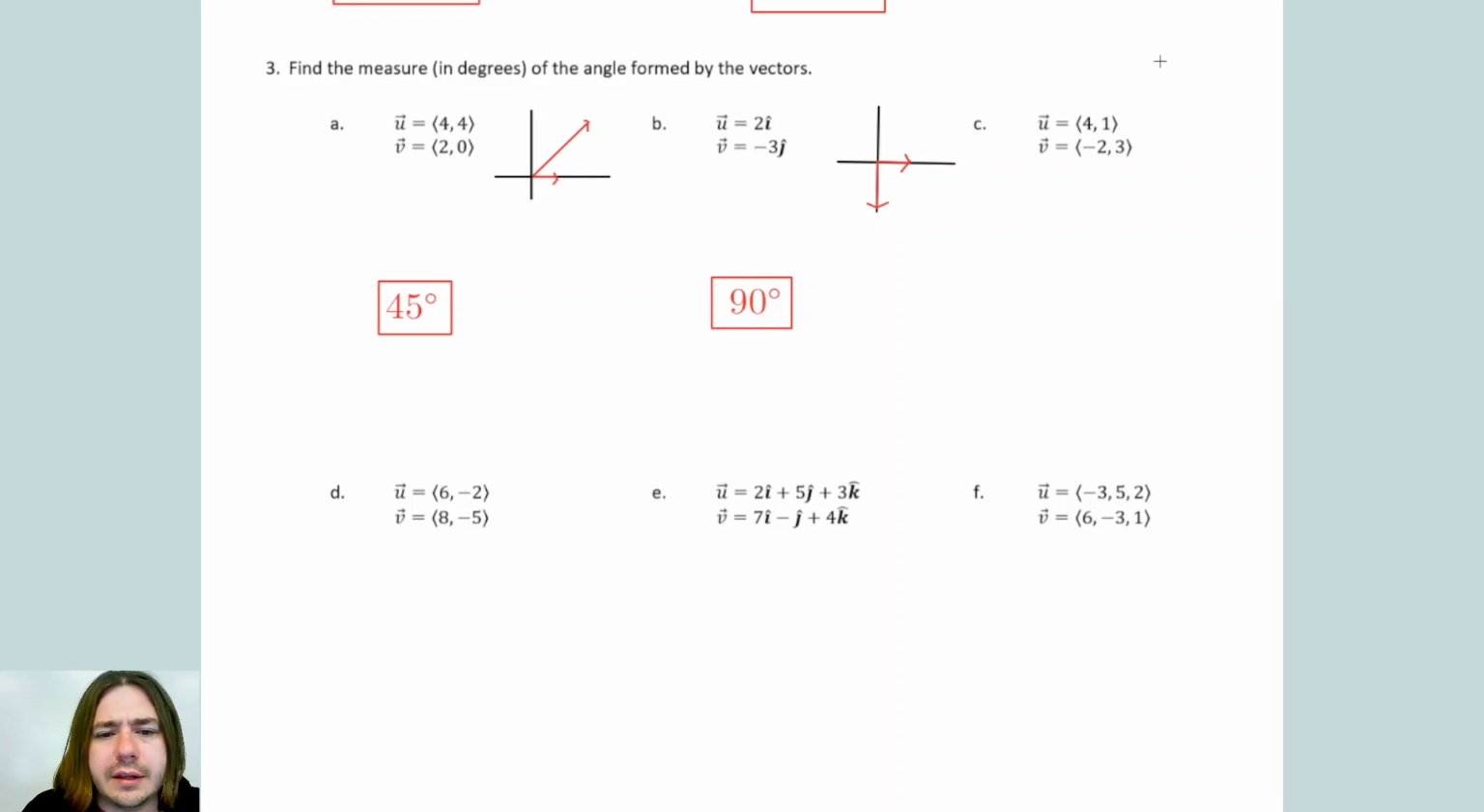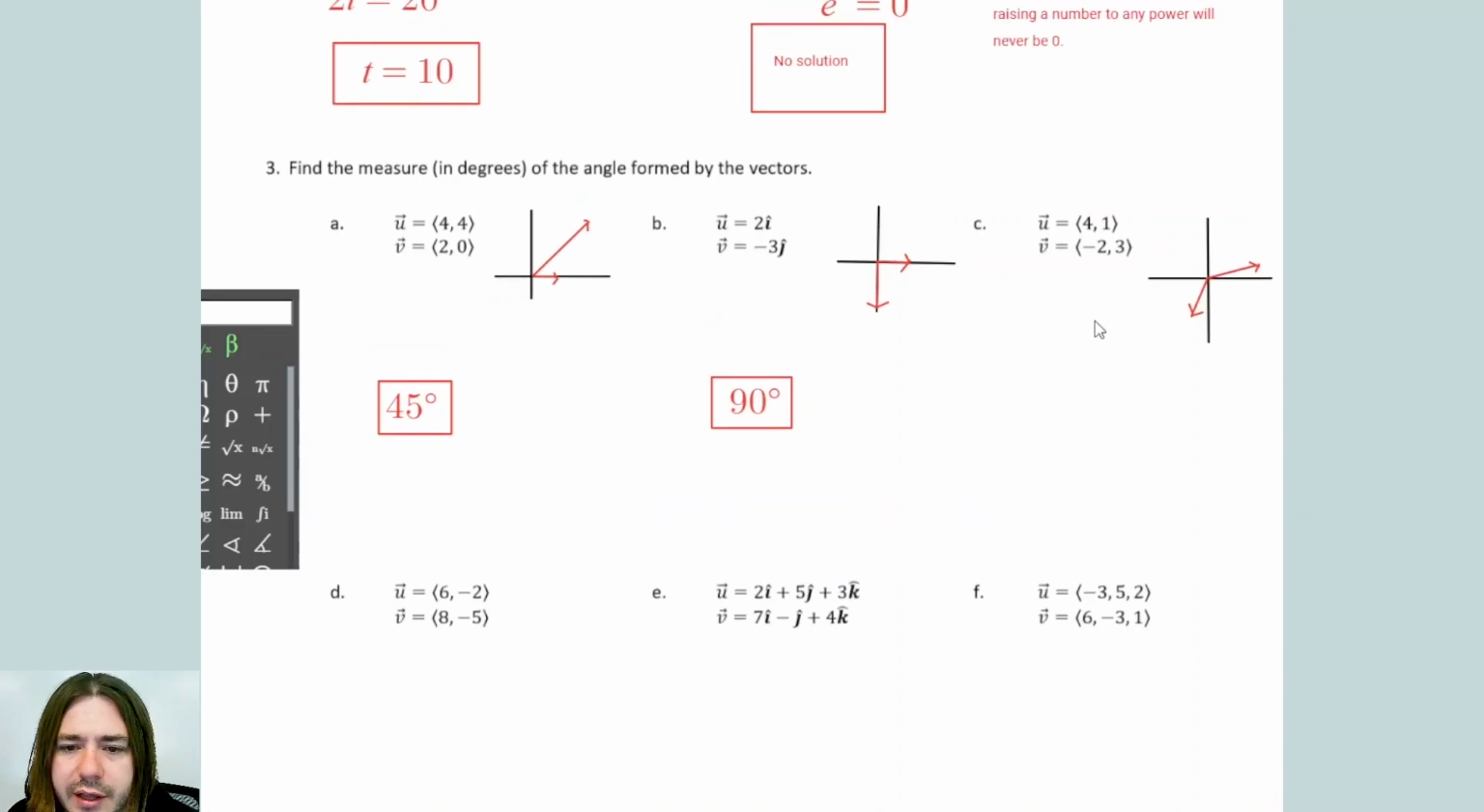For C, I think we're going to have to use the formula on this one, but let's just take a quick look and see what's going on here. We've got one vector that is 4, 1. Okay, so somewhere over here. And then -2, 3. So this one is not as obvious. It looks like it's going to be obtuse, just from my rough sketch here. But we're going to have to use the formula. So let's actually go through and see what the formula is.